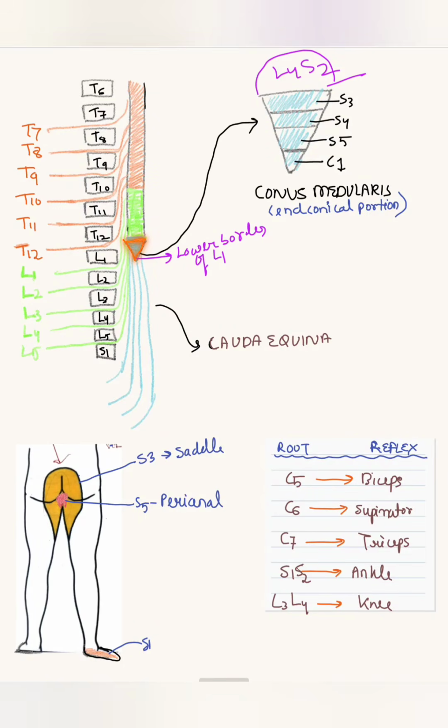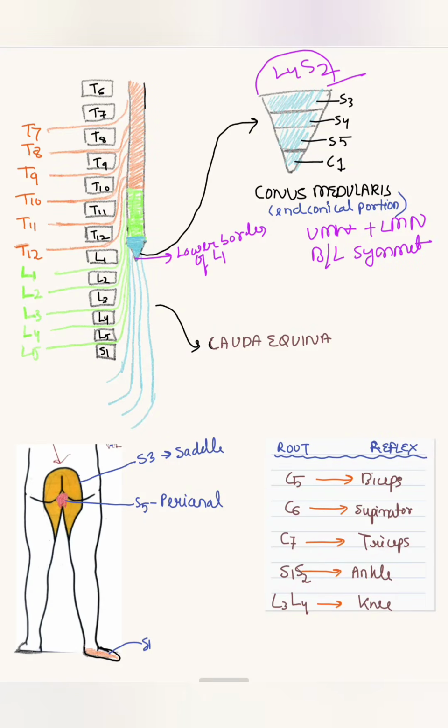Now see, if something is hitting here between T12 and L1, it will hit this conus medullaris, and also the spinal nerve exiting here. So these segments will be involved because the spinal segments are involved. This is a portion of the spinal cord, and descending fibers are also there. So that's why there will be UMN plus LMN features, and it will be bilaterally symmetrical.